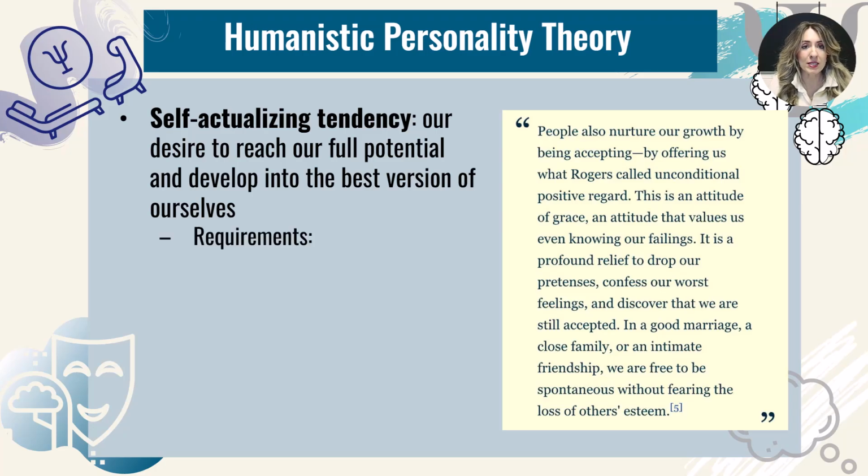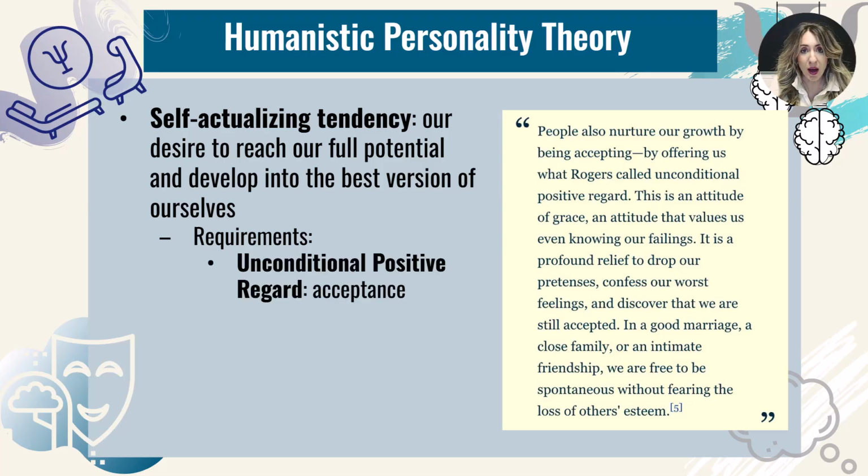So the requirements that they believed were necessary in your immediate environment were unconditional positive regard, which is at its simplest definition, acceptance. If you look over at this quote over here from Carl Rogers, he's one of the founders of humanistic personality theory or humanistic theory in general. It talks about that it's an attitude of grace. It's an attitude of knowing who we are as people, knowing us at our worst and our best, and believing that we are still accepted, right? So this is the idea of unconditional positive regard.